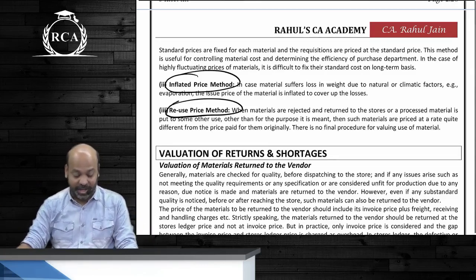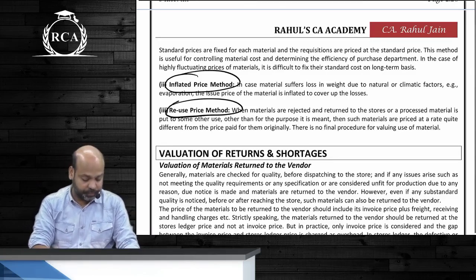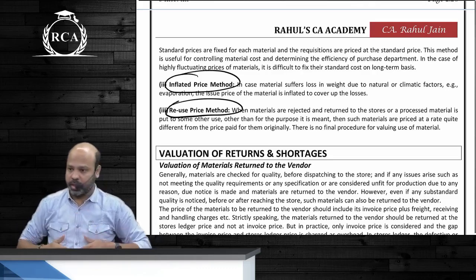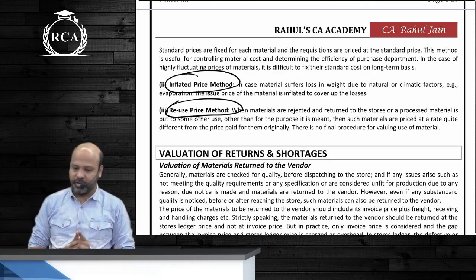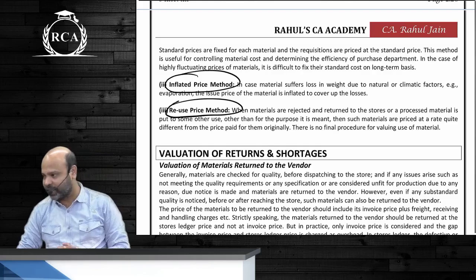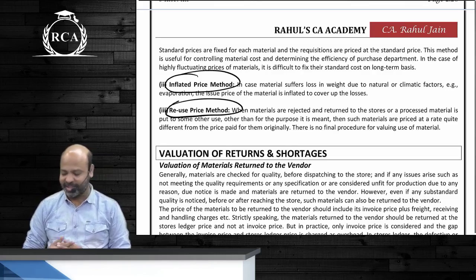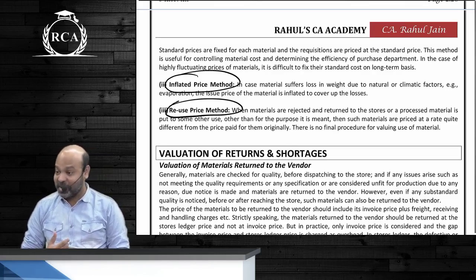So the specific identification method is where raw materials are purchased, beta, for a specific product. Are we clear? And then, guys, we have the FIFO method and the LIFO method. FIFO is whatever is purchased first is assumed to be consumed first. LIFO method, beta, is whatever has been purchased most recently is assumed to be consumed first.